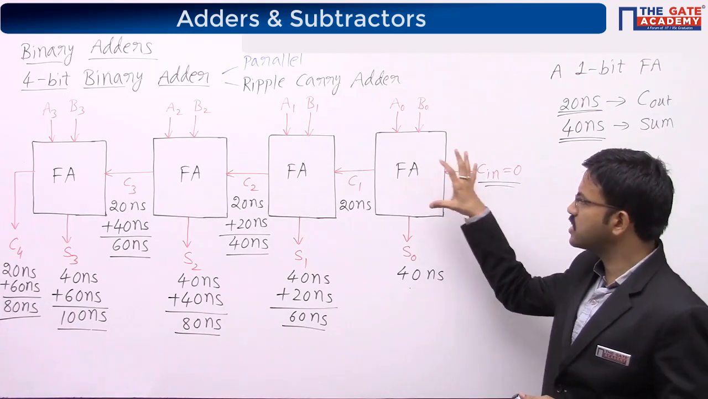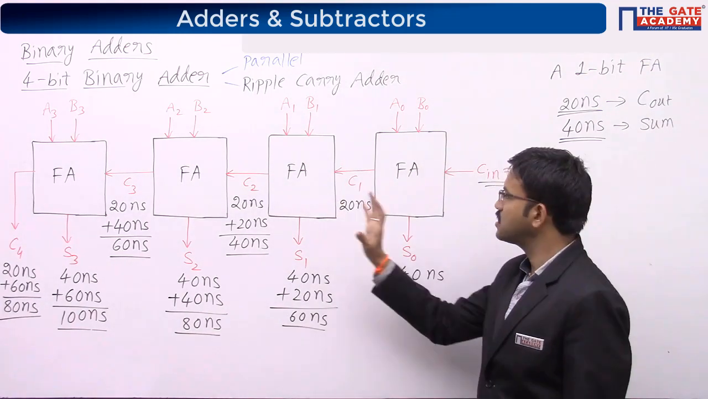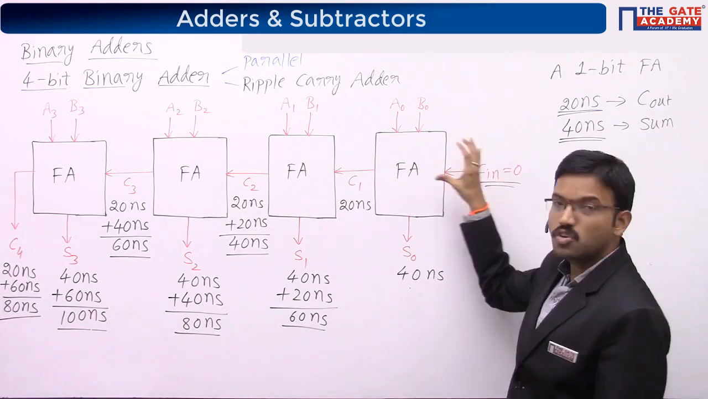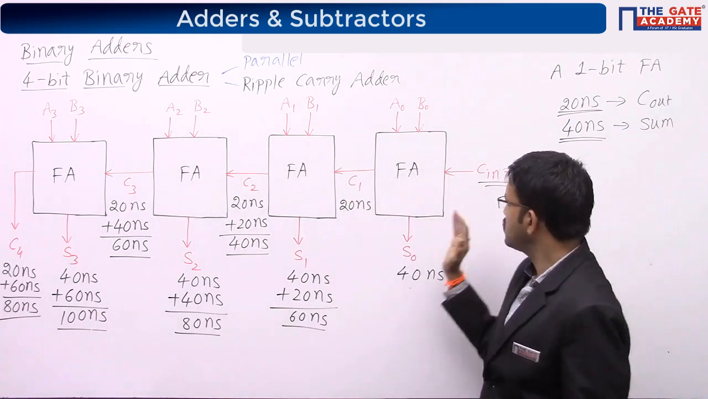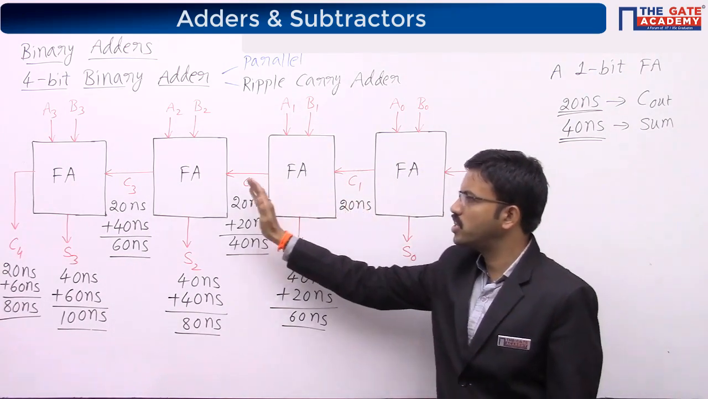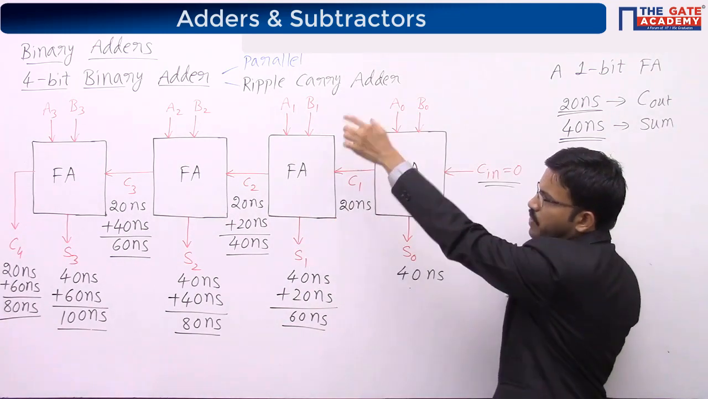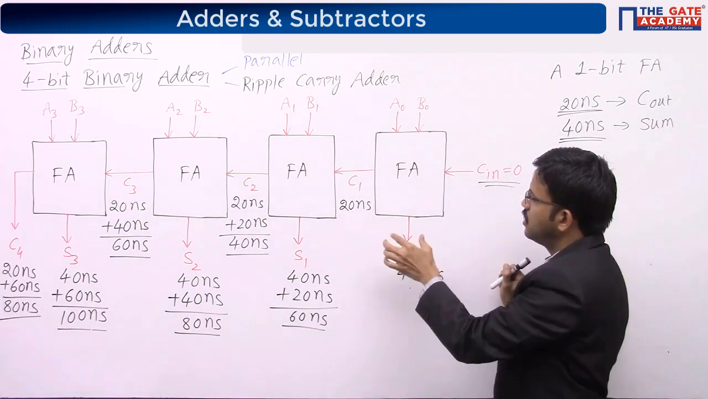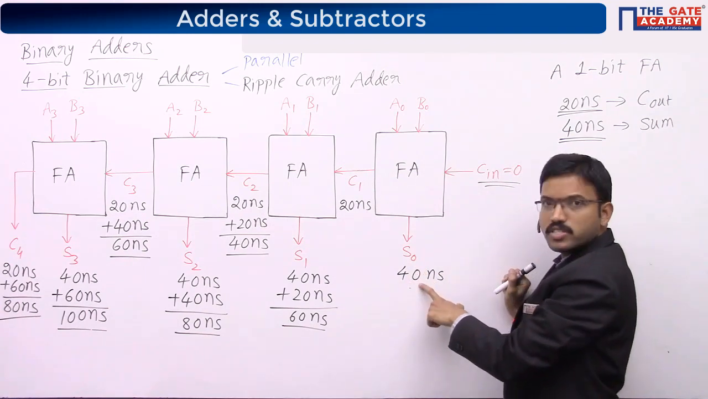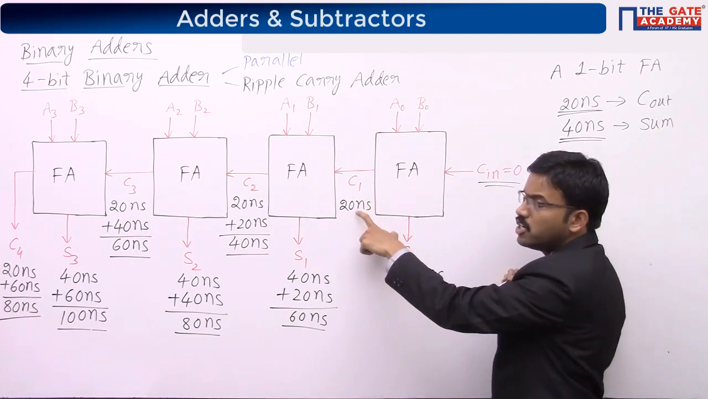So here we have cascaded 4 full adders. See, best case means what? There is no carry propagation through any stage. That means here Cin is 0, here also 0, here also 0, here also 0, right? So you are giving the inputs parallelly at the same time. Okay, for producing sum, it requires 40 nanoseconds. For producing carry, 20 nanoseconds.